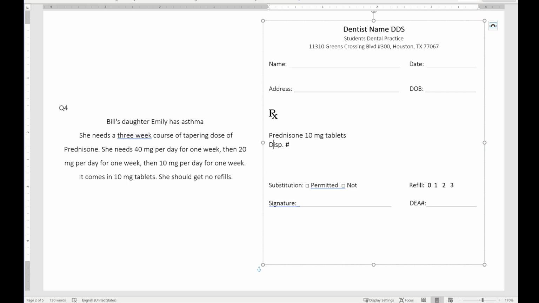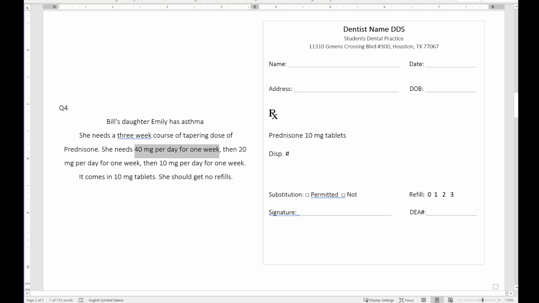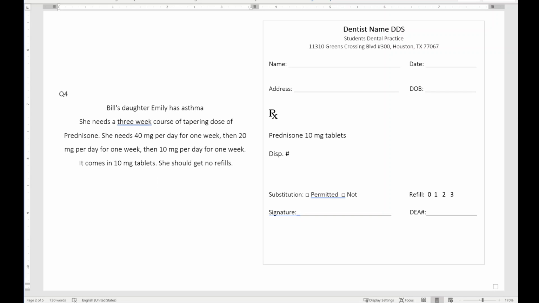How many tablets are we going to dispense? Let's count that. She needs 40 milligrams per day for the first week, so the first week she needs 4 tablets. So 4 multiplied by 7, right? For the first week, again, it will not be as complicated as this. 4 tablets a day multiplied by 7, which equals what? 28, I'm sorry.